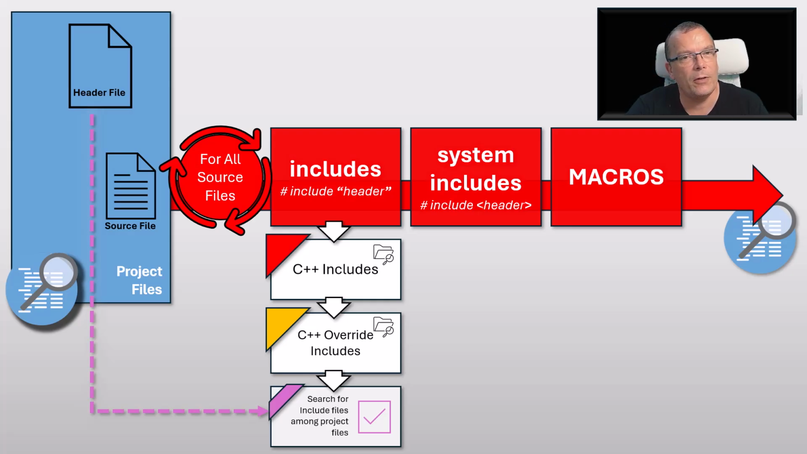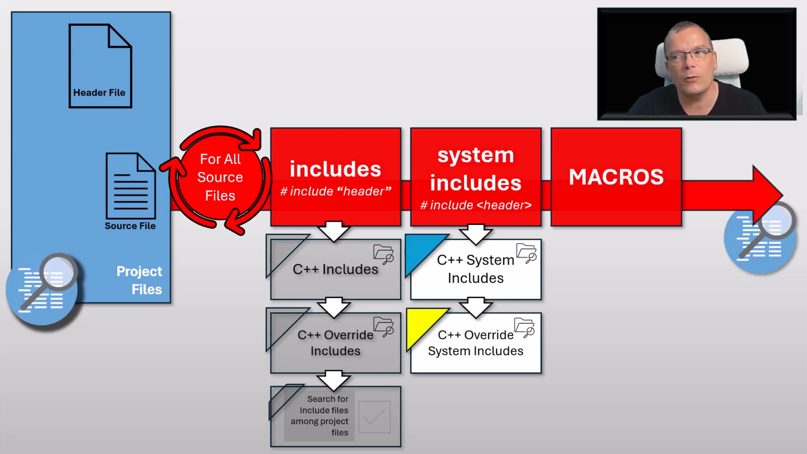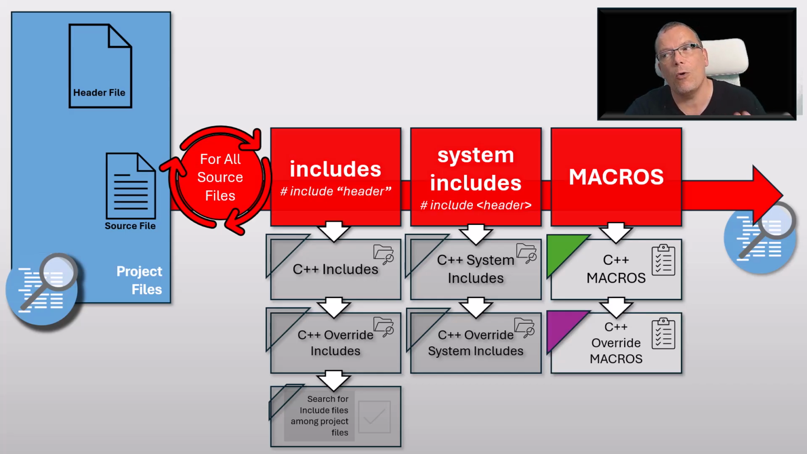About the system include, it's pretty similar. You'll have the option to set up the C++ system include at the project level and also file by file. You will be able to override for each file. Macros are the same thing. You'll be able to set up the macro definitions for the whole project, and you'll also have the ability to override those settings for each file.